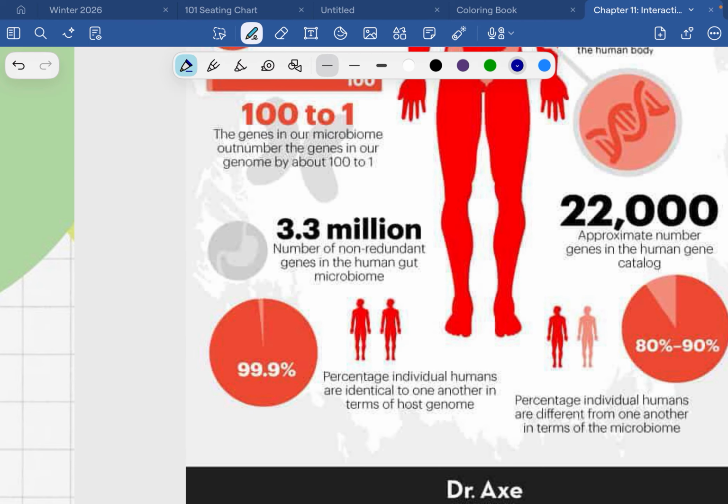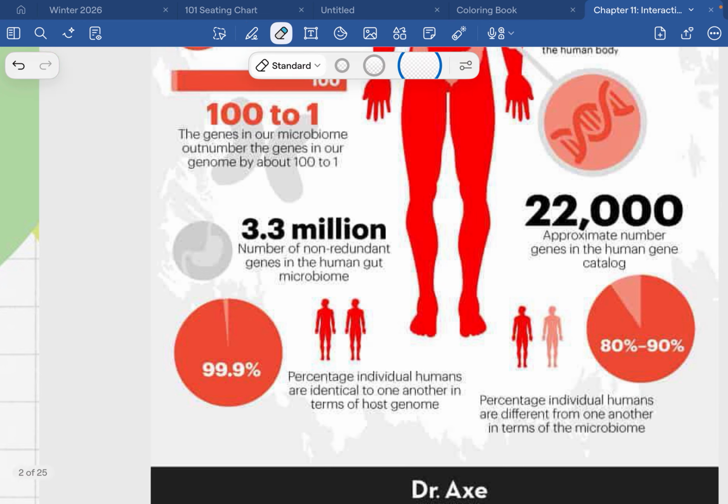Another thing that's kind of interesting is the percentage by which individual humans are identical to one another in terms of the host genome. If I was to compare my genome to any one of yours, our genomes are 99.9% the same. Doesn't matter our gender or our race or anything else, our human genomes are 99.9% the same because we are all humans. That 0.1% is what makes us individuals, but the rest of it is all the same.